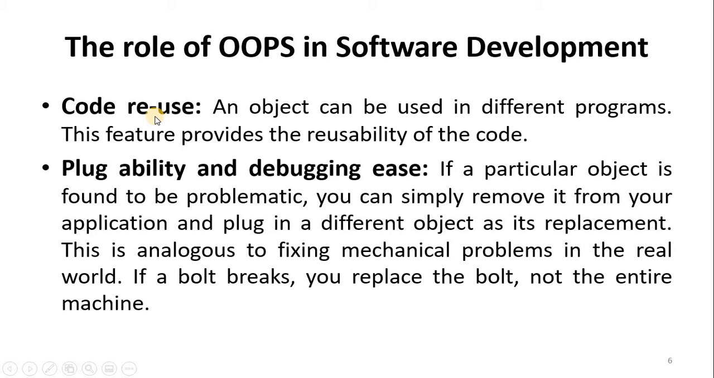Code reuse. Code reuse means whatever code we write can be reusable. So we can make use of the same code again. We are reducing the burden of coding or lengthy coding. That possibility is there in the object-oriented programming system. Whatever we created can be reused again.